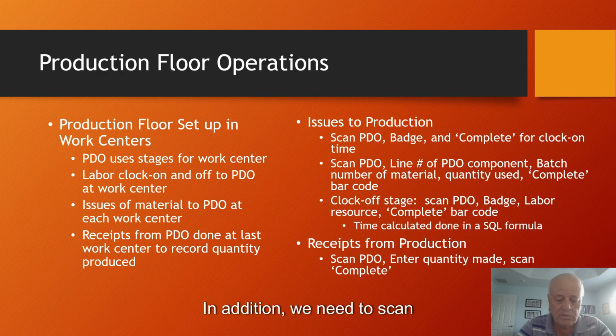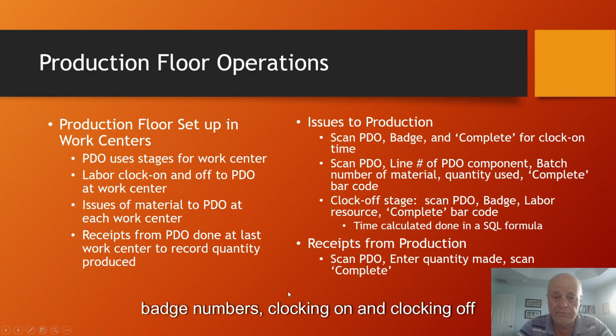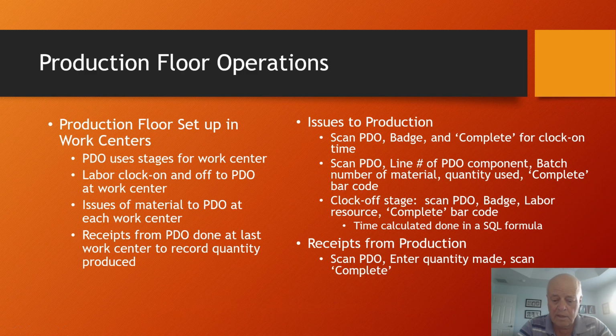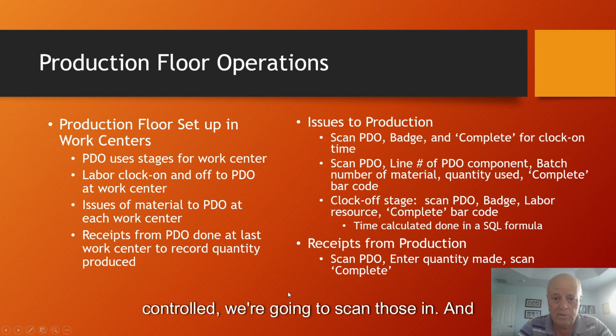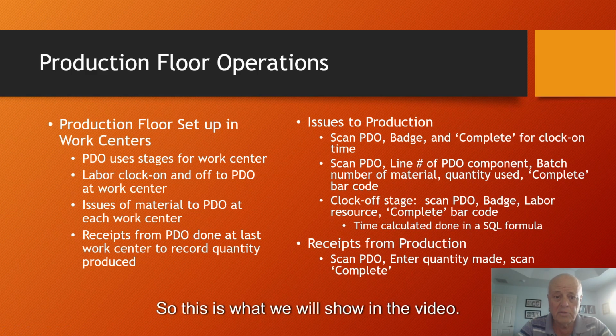In addition, we need to scan the employees' badge numbers, clocking on and clocking off a resource / operation. And we need to be able to calculate that time as well. How long did it take to do that? And then we're going to have a scanning of an issue to PDO so that we have the items, whether they're batch controlled or non-batch controlled. We're going to scan those in. And then we're going to go and actually do a receipt from production of the items being manufactured on the PDO. So this is what we will show in the video, and let's get started.